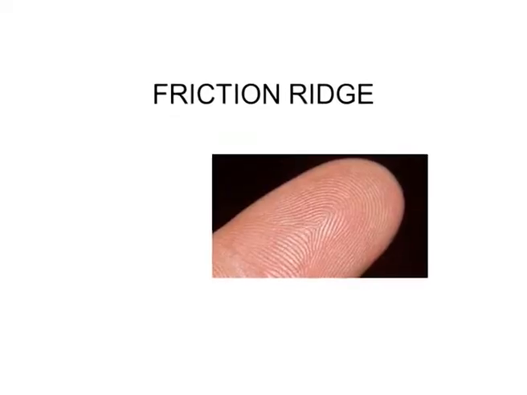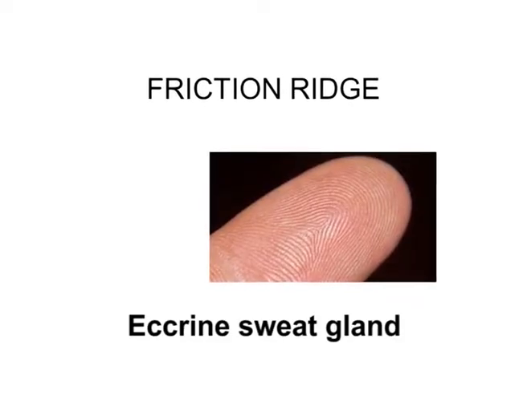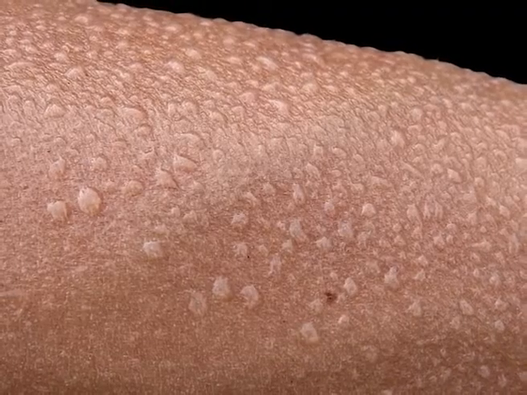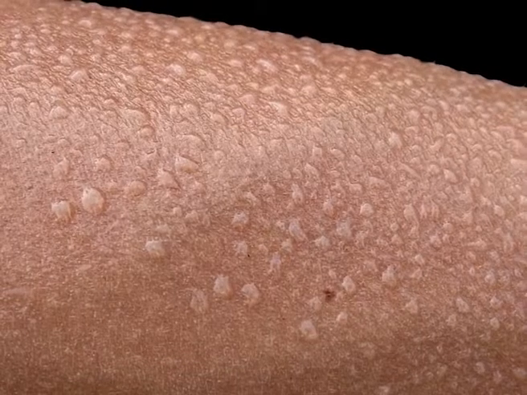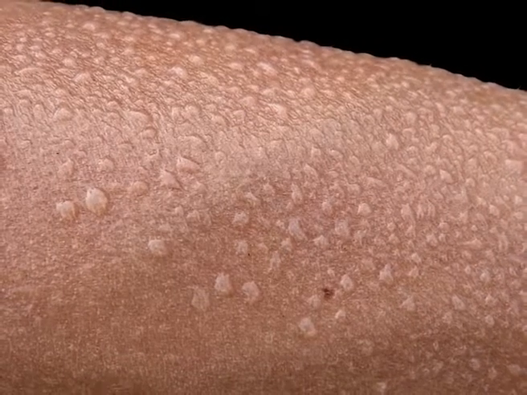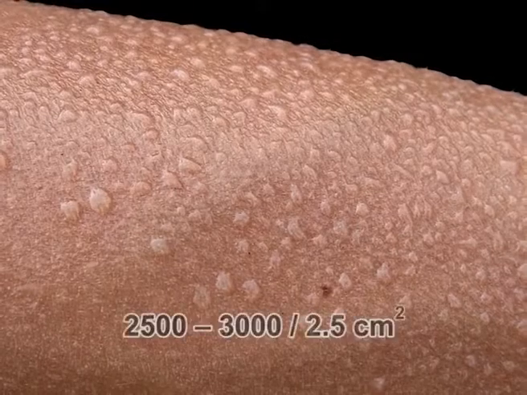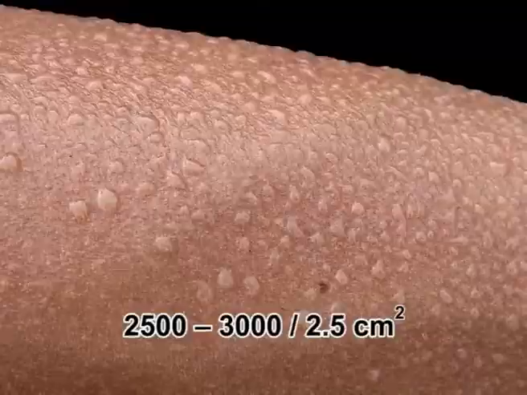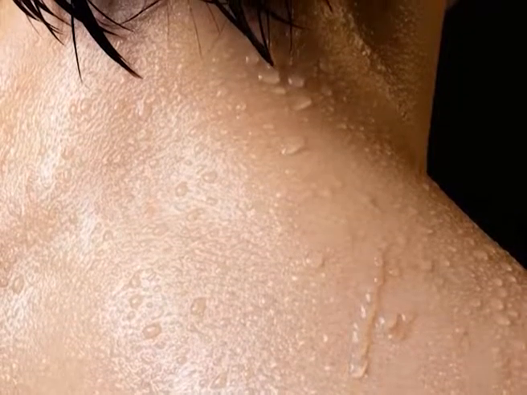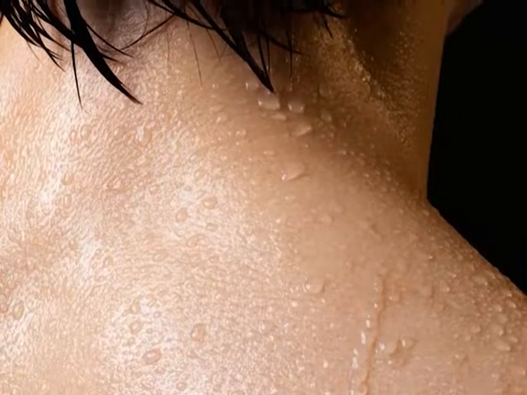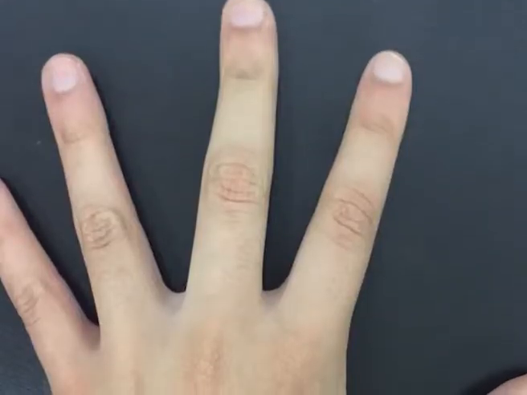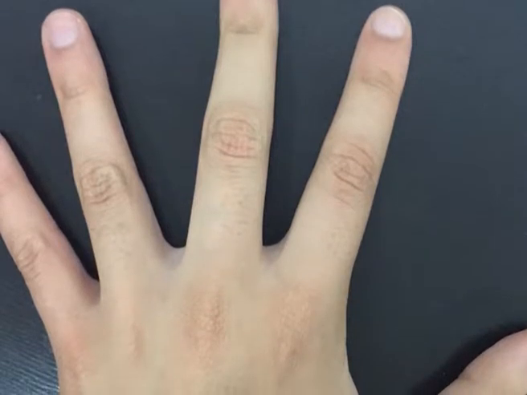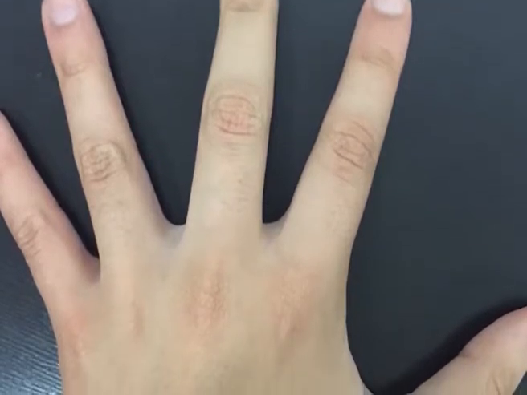The only skin appendage of the friction-rich skin is the eccrine sweat gland. Although sweat glands are distributed over almost the entire skin surface, the friction-rich skin has the highest concentration of eccrine glands, 2500 to 3000 per 2.5 cm square. The sweat glands of the friction-rich skin are also the largest on the body. Eccrine sweat glands participate in temperature regulation by secreting sweat and assist in the excretion of metabolic waste.